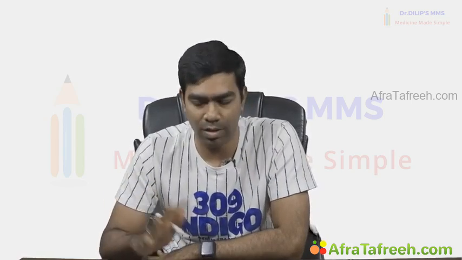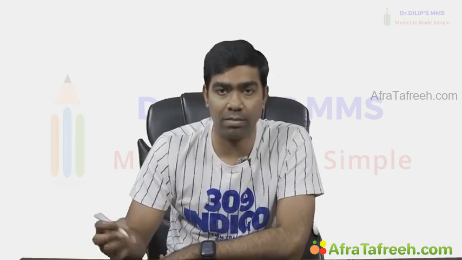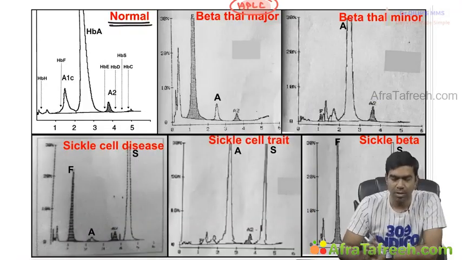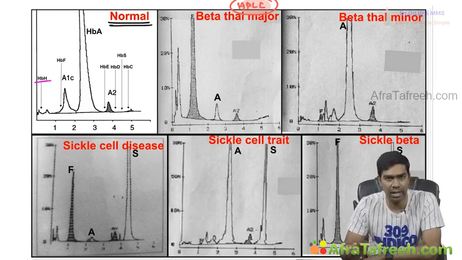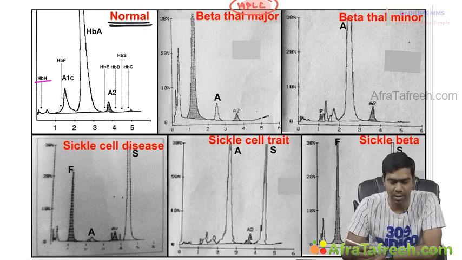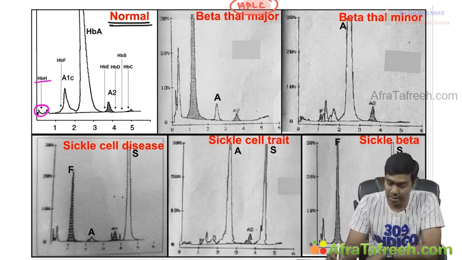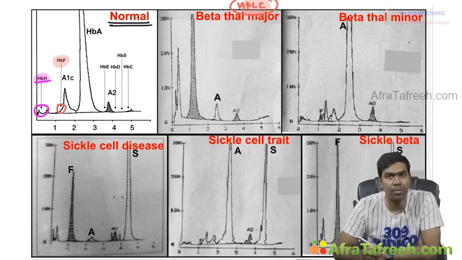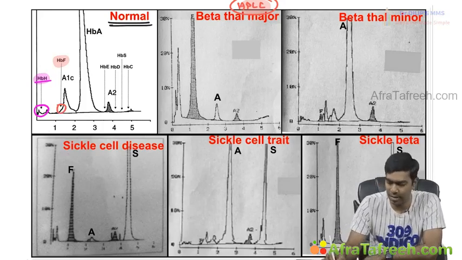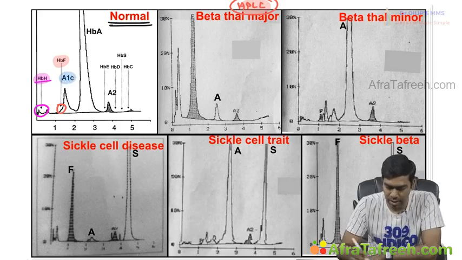So let us see the basics of HPLC and hemoglobin. What is the normal HPLC? I've marked the areas by hand in the normal HPLC. You can see here, this is the area for hemoglobin H, and this area is for hemoglobin F, that is fetal hemoglobin, and this area is for HbA1c, that peak you are seeing.